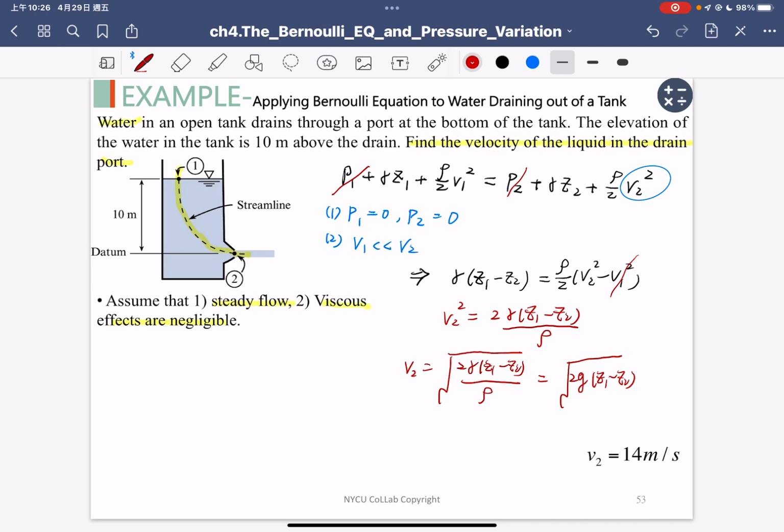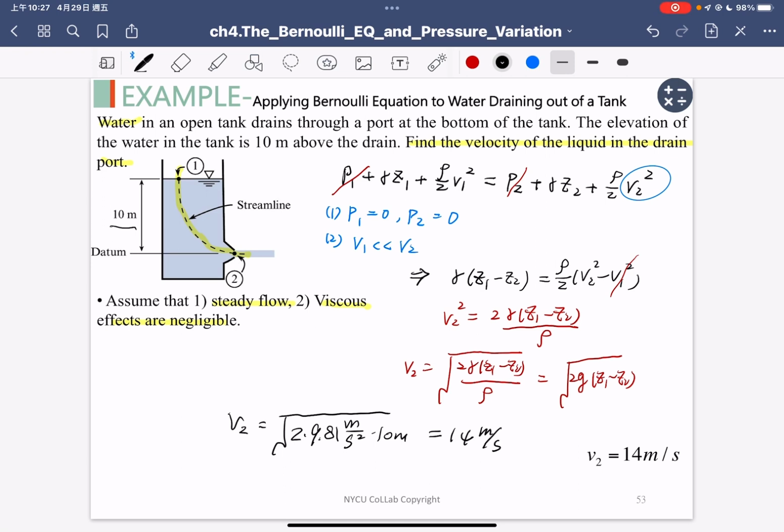Okay, so in that case, you can put all of the numbers you know into the equation. So V2 is equal to the root of 2 times 9.81 meter per second squared, and D1 minus D2, we actually know is 10 meter in here. So we have 10 meter. And then use your calculator to compute the final answer and take the root. So it's around 14 meter per second.